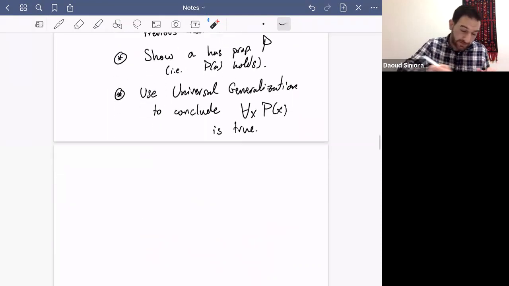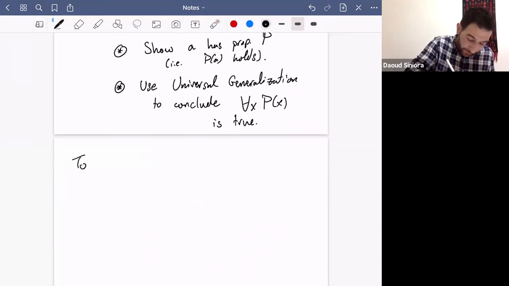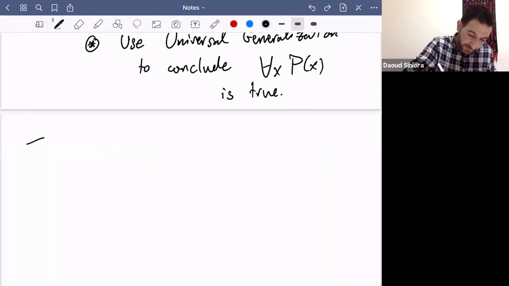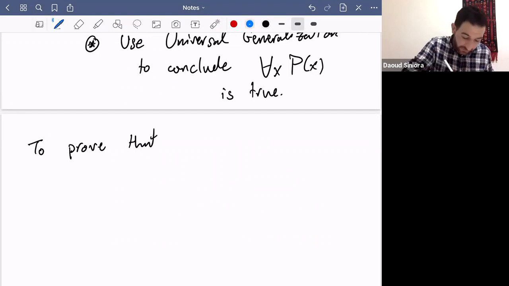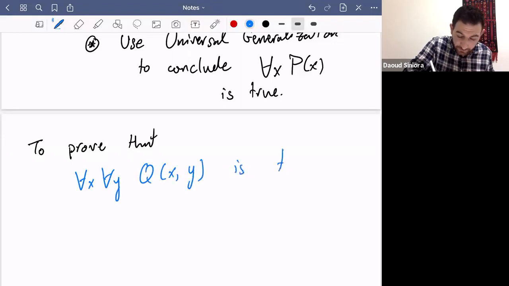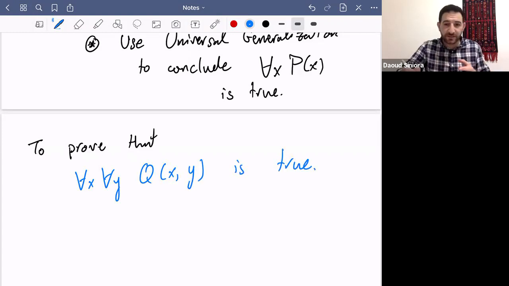Okay. Similarly, to prove, say, a statement with two universal quantifiers, say for every x, for every y, Q of x,y is true. Okay, so this statement says choose any element you want x in the domain and any element y in the domain, then the pair x,y has property Q.